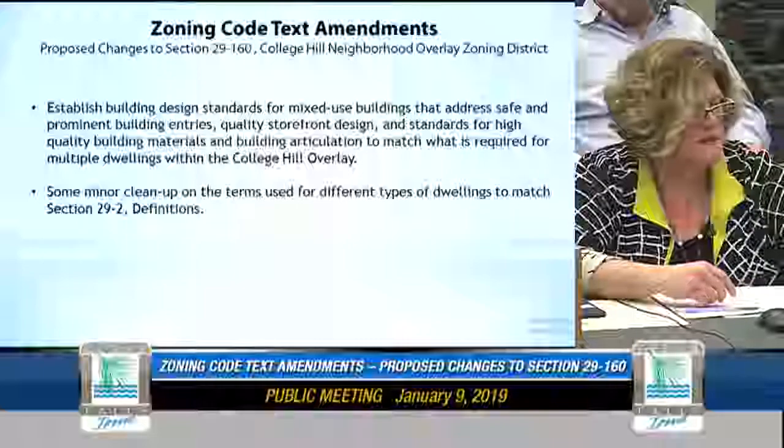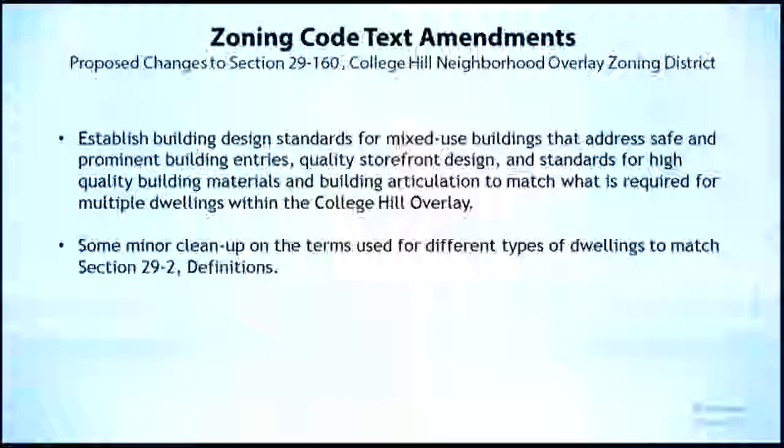Along with this, because we added a new building type to the code, there are design standards currently in the College Hill overlay that address building design for multifamily, single family, and duplexes. So this will add building design standards for mixed-use buildings that are similar to the kinds of standards that we talk about for other buildings on the Hill. And then there are some minor cleanup items on the terms. While we're in the code cleaning up things, we thought we'd clean up those terms so we make sure it's consistent with the rest of the code.